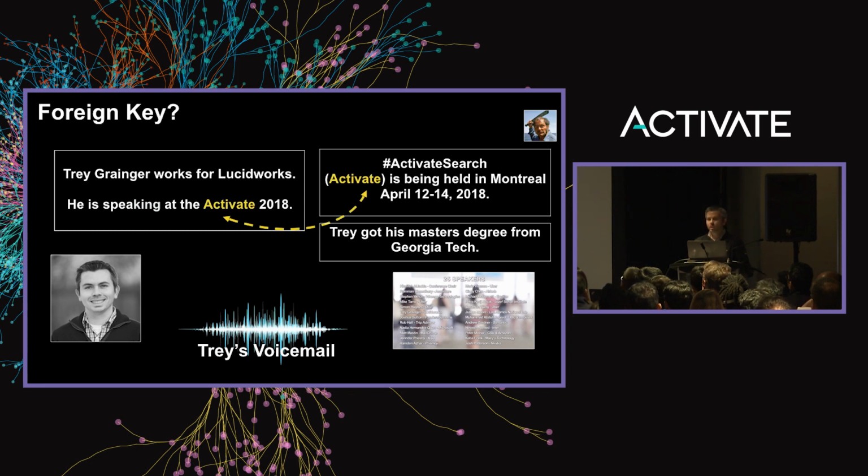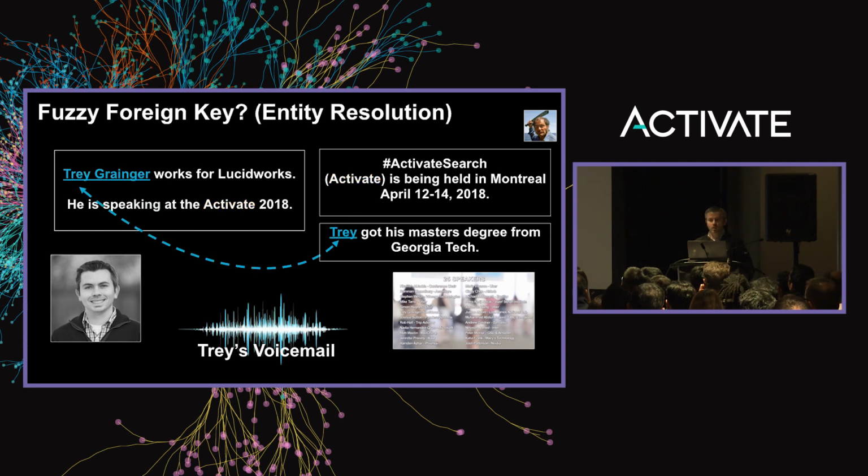Going back to my original example where I had structured data with a foreign key, activate is in this sentence on the left, and activate is in the sentence on the right. I could think of that word as a key, something I could use to join between those two sentences to understand some relationship between them. Additionally, Trey Grainger and Trey both refer to me.